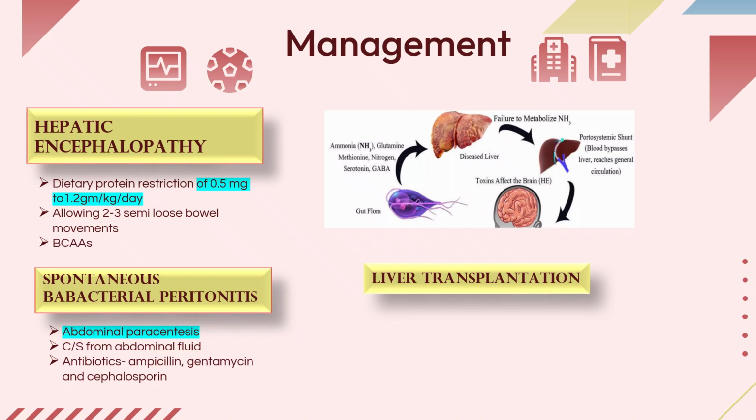Now we come to something called spontaneous bacterial peritonitis. How do you manage that? To manage that, we have abdominal paracentesis. We do culture sensitivity from the abdominal fluid, and we give the prescribed antibiotics with the help of the culture sensitivity report. The most common drugs of choice are ampicillin, gentamicin, and third generation cephalosporins.